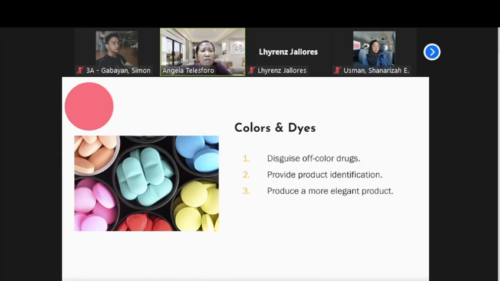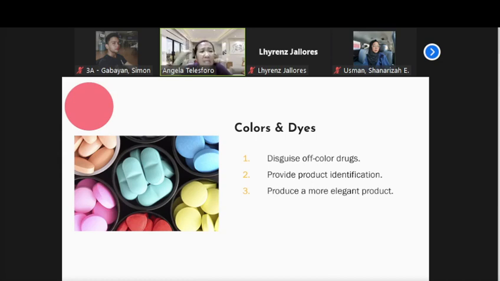Colors and dyes are also added to the tablet for aesthetic appeal. It would be odd if every tablet you take were just plain white. Also, product identification is very important. Like BioFlu, we remember it as blue. Biogesic is orange. If they made a Biogesic in another color, we wouldn't believe it. USEP is white and green.